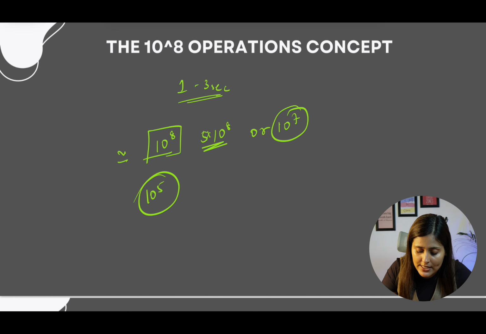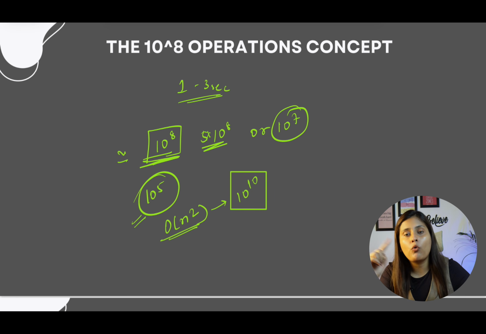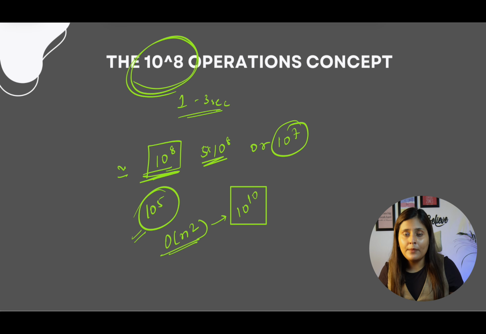See, if the constraint says it's 10^5, and our time complexity is O of n square, then it will become 10^10, and this will give us TLE. So as per the constraint, we will decide what approach to follow, what pattern to apply, and whether the code will actually give us TLE or not. This 10^8 concept is very simple. It's just that you can do about 10^8 operations within the given limited time, which can be from 1 second to 3 seconds.